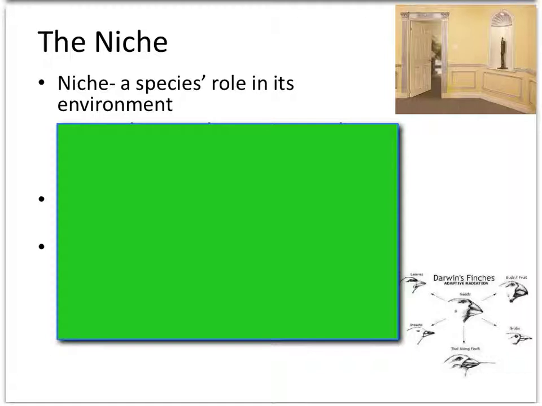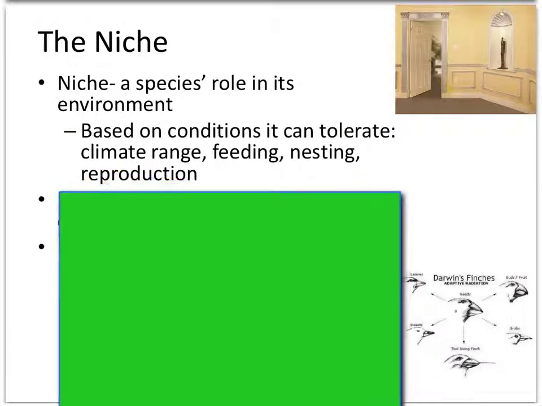And this all comes from, actually, the French term. This is a niche, right here in architecture. It's just like a little spot in the wall, a little hole where something goes, usually a little statue, a little vase, right? But this is your spot, or not your spot, but that statue's spot. So a niche in ecology is your spot in the world, what you do, what your job is, all that good stuff. And the niche is just based on conditions that an organism can tolerate.